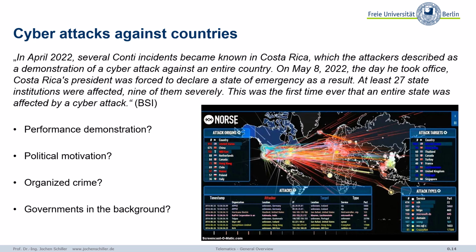We do not always know, was this really an attack on purpose against, in this case, Costa Rica? We read some declarations afterwards, after this attack, that this was a performance demonstration by the attackers. Was it politically motivated, or was it simply organized crime? We see many attacks caused by organized crime. That's just another means of getting money, like ransomware, etc. Or are there even governments in the background?